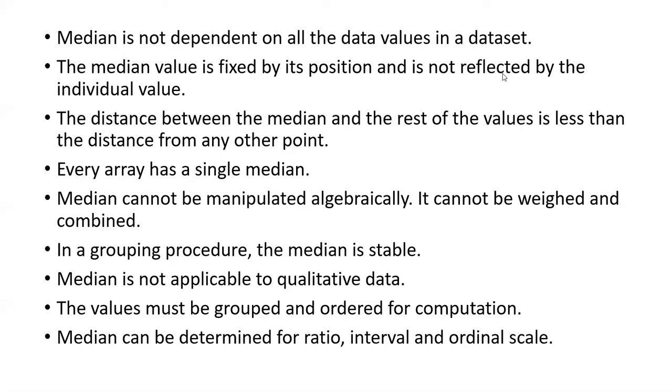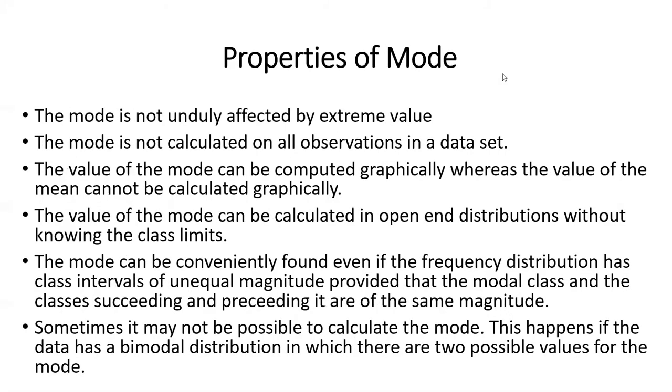Then the median can be determined for the ratio, interval, and ordinal scales. The median cannot be determined for categorical scales. It can only be determined for the ratio, interval, and ordinal scales. Basically, it starts from the ordinal scale, where the data is arranged in a particular order.